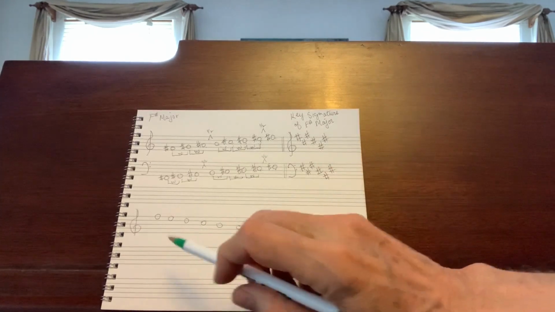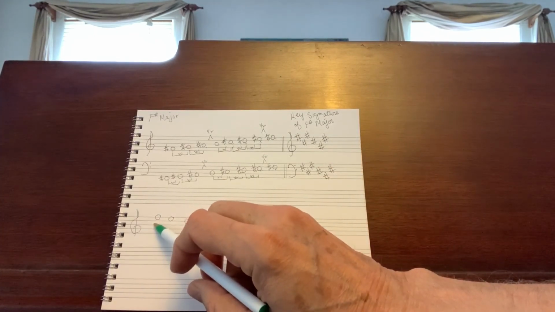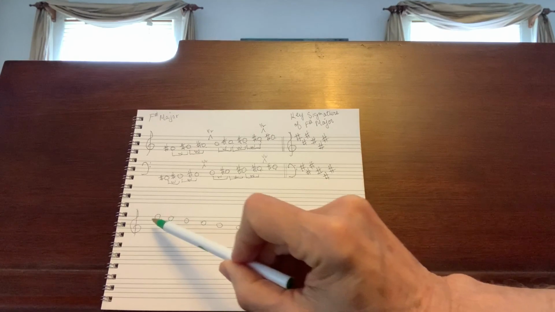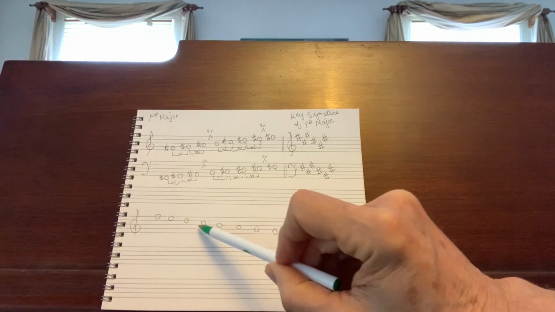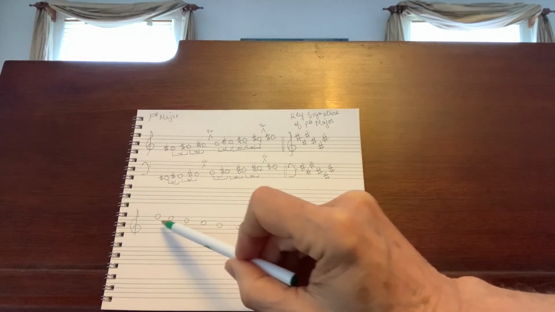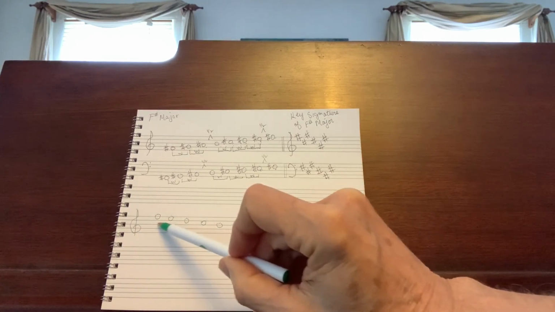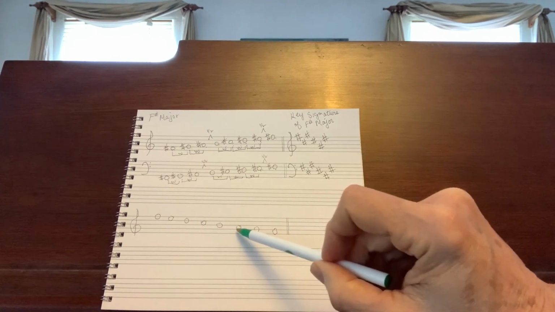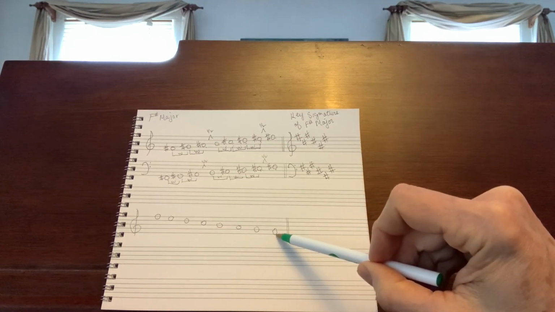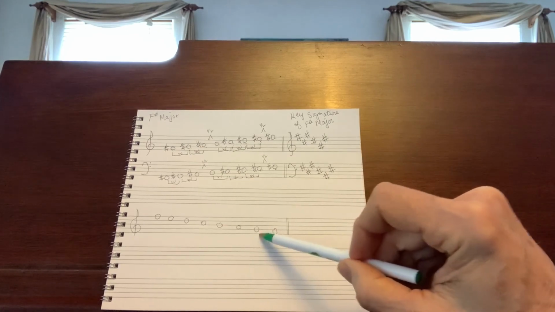And let's recite the letter names. First 4, F, E, D, C. Faster. Next 4, B, A, G, F.